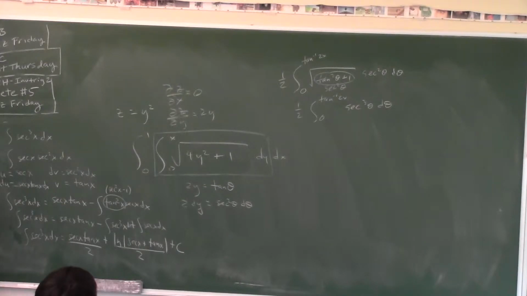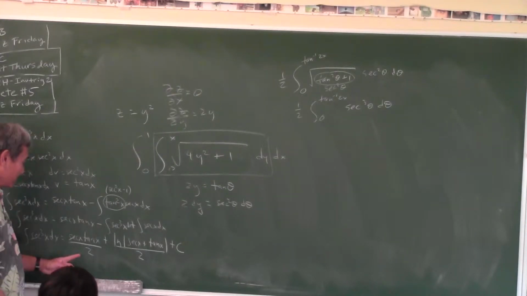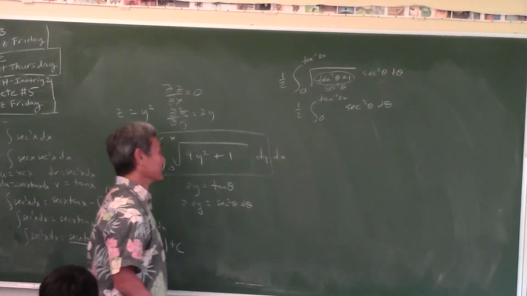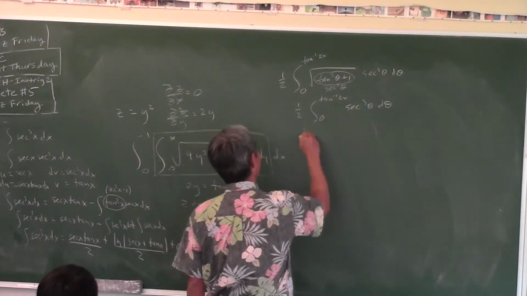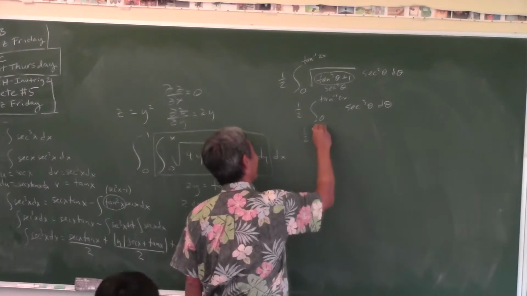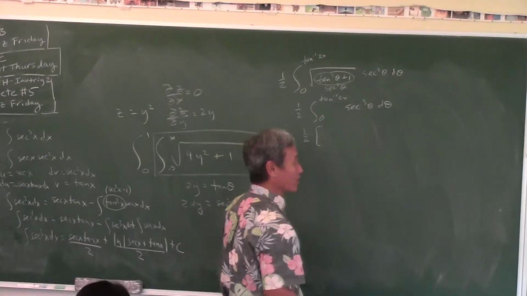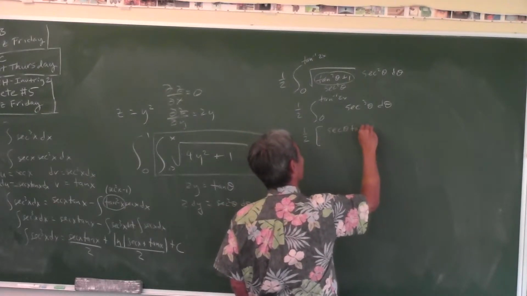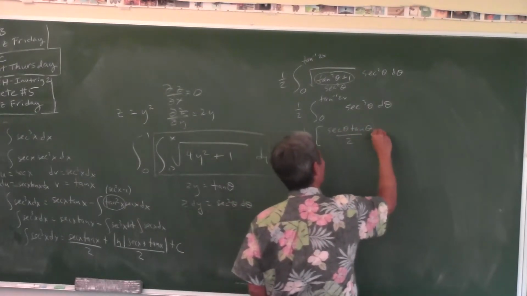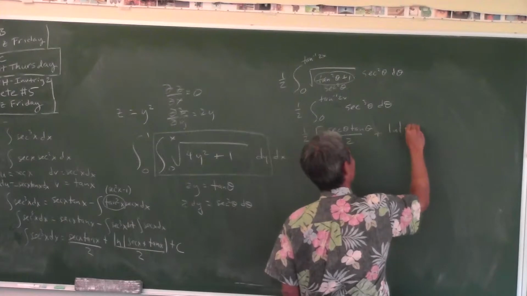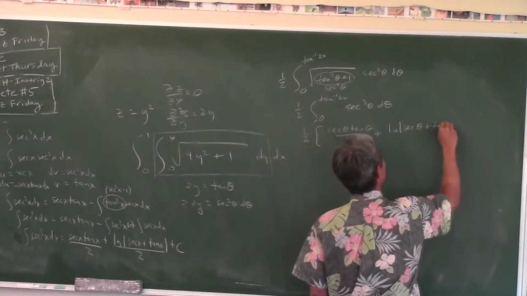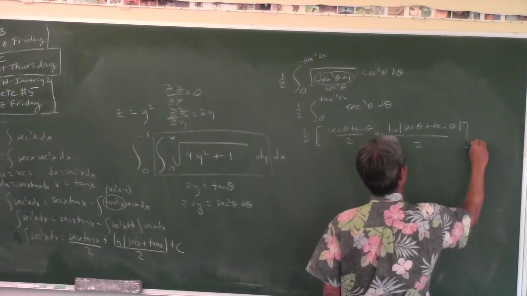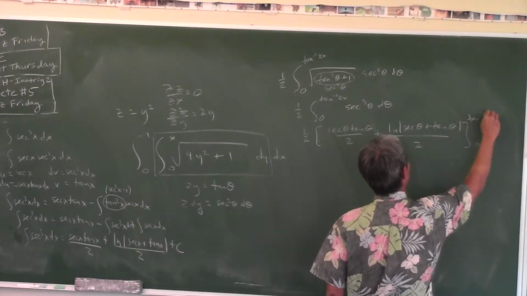So the integral of secant cubed is secant theta tangent theta over 2 plus natural log absolute value of secant theta plus tangent theta all over 2 from 0 to tan inverse 2x.